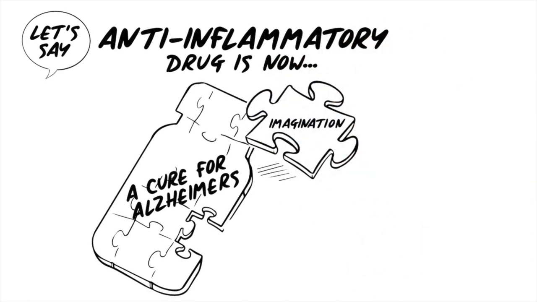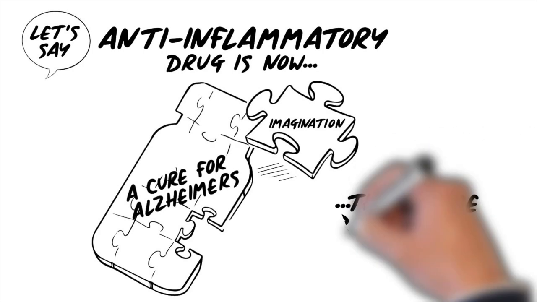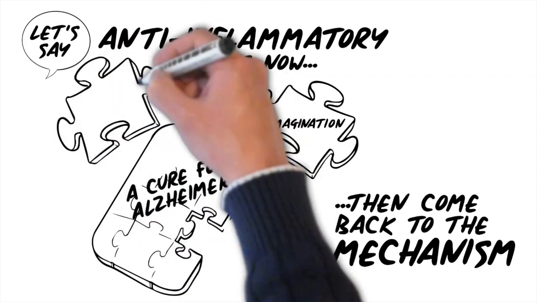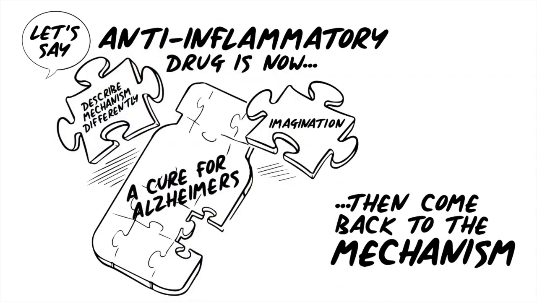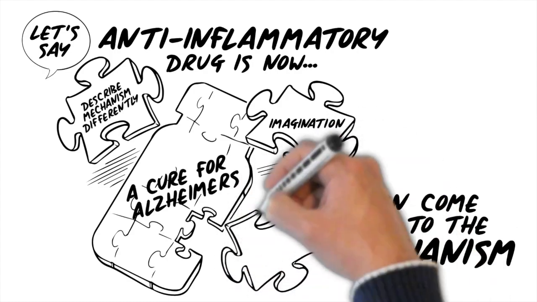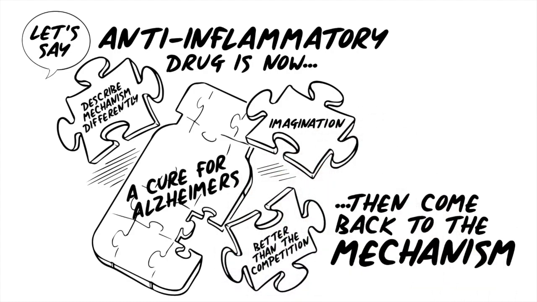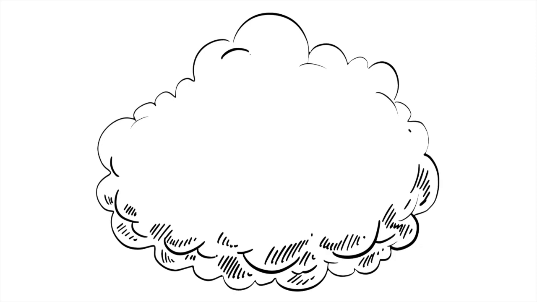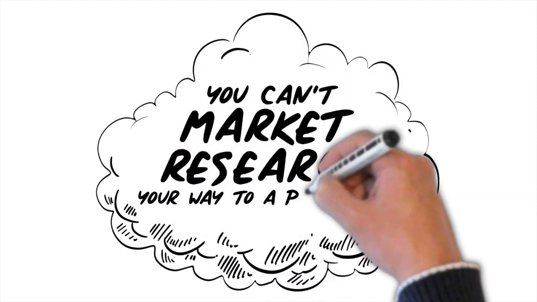their imagination. If you told them this is a cure for Alzheimer's and then somehow come back to what the mechanism is, well, we might end up wanting to describe the mechanism differently. We might end up wanting to do a whole bunch of things differently. But as soon as you frame them by saying, look, this product is one of these, but we want you to believe that it can do this, or that it's somehow transformatively better than the competition, well, good luck, because you can't do that. And to do that as a fundamental part of your approach tells you why you can't market research your way to a positioning.